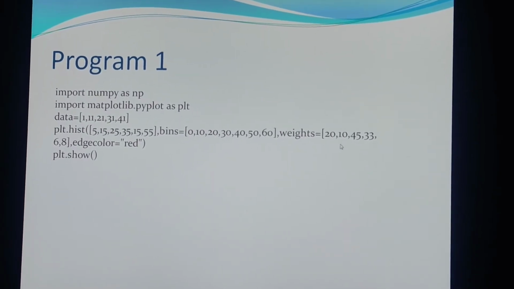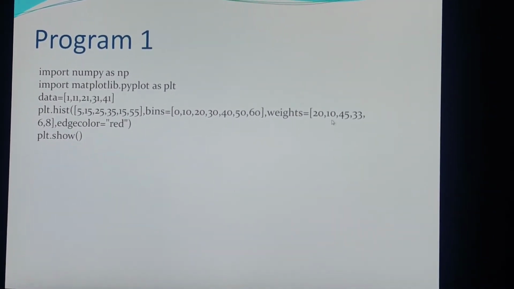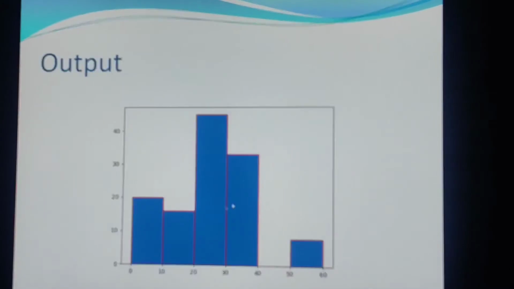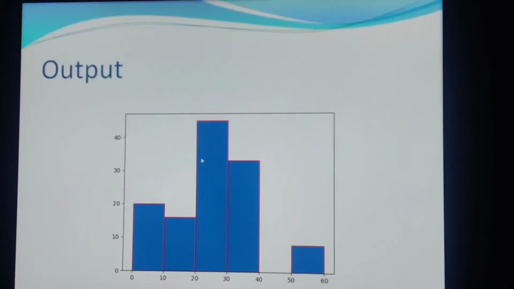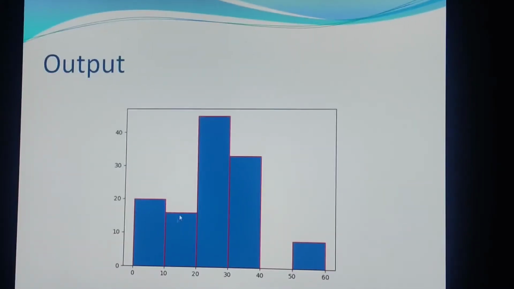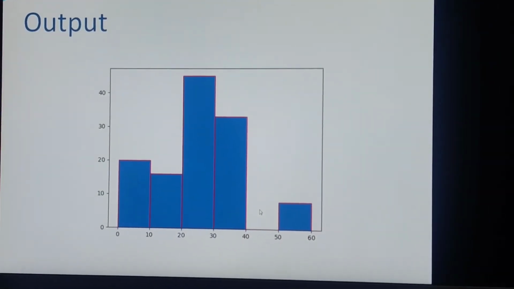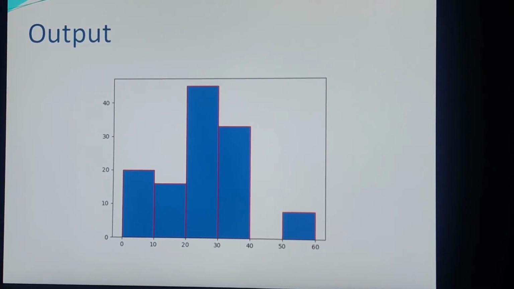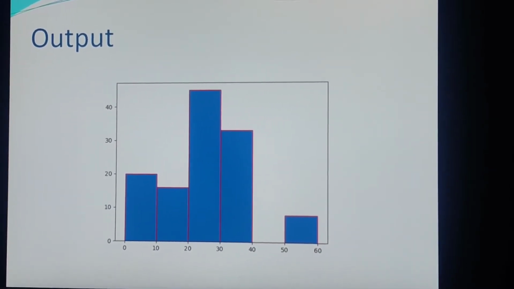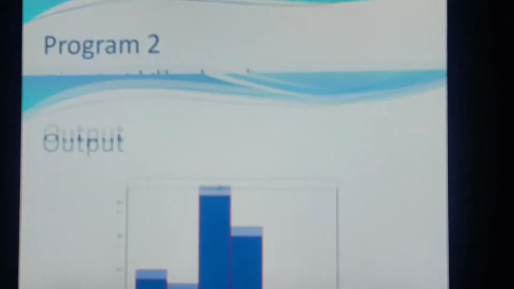Weights, let's see the weights: 20, 10, 45, 33. So this is the graph you receive when running the program. When you write the program, you will get this graph output, right?